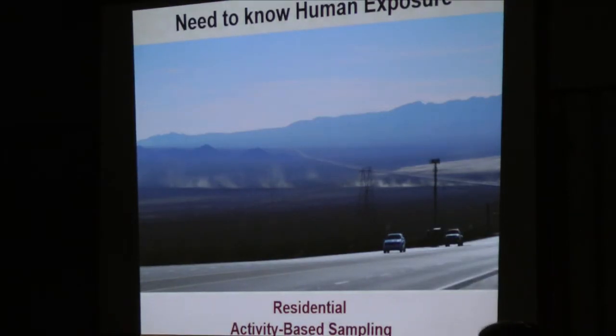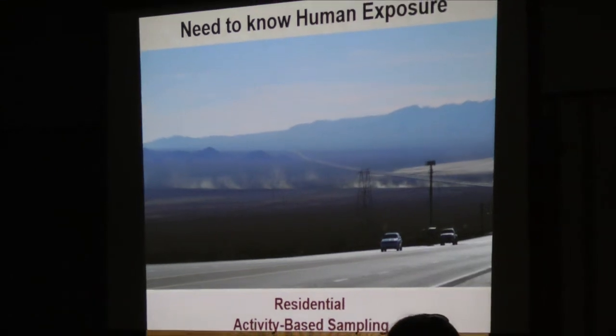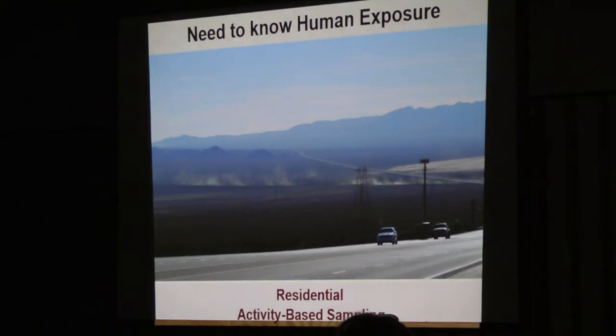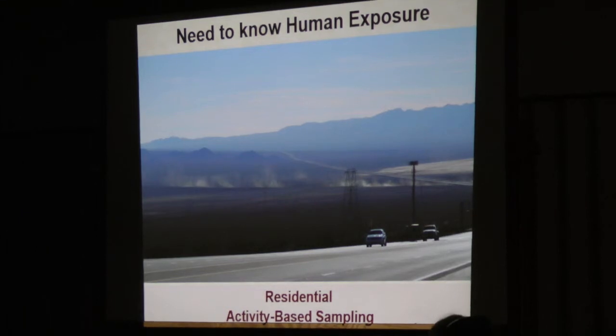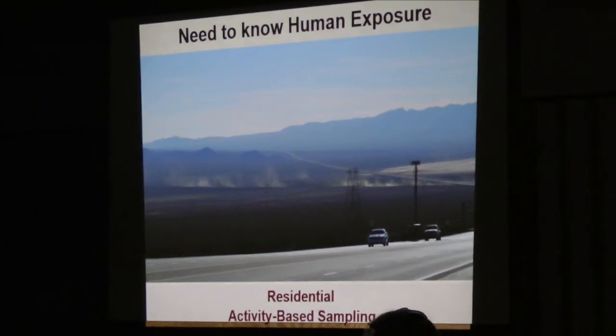Okay, so we really need to know human exposure. We need to know what the exposures are for residents just not doing anything in the desert, and then what the exposures are, this is called activity-based sampling, for all the things that we love to do here. This is one of the reasons we live here: hiking and biking and your motorcycle and your horse, all these great things that we love to go out in the desert and do. We need to find out what those exposures are.